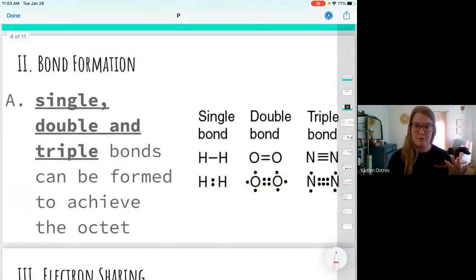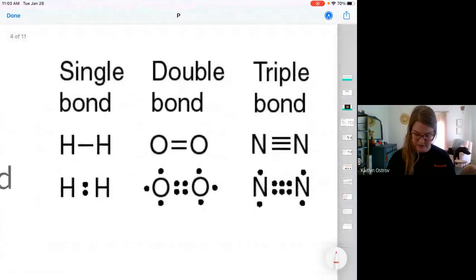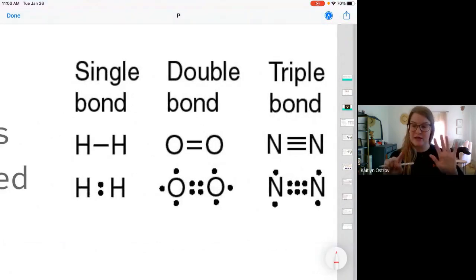We can form single bonds if each element is just contributing one electron to share a pair, but you can also have double bonds if each one is sharing two electrons, and you can also have triple bonds if they're each sharing three electrons. So it's just however many electrons that element needs to achieve its octet, or to get 8 valence electrons, that's how many it's going to share. So you can see oxygen's in group 6, so it has 6 electrons. So it is going to need to share 2 more electrons with another oxygen atom to get to 8.